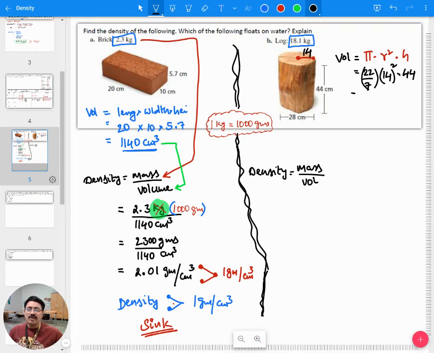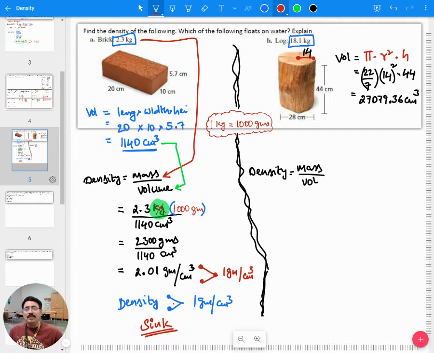Let's make use of a calculator. 22 over 7, or you may take 3.14. I'm taking 3.14 here. 3.14 times radius squared, which is 14 squared, times height, which is 44, gives 27,079.36, of course, cubic centimeters.